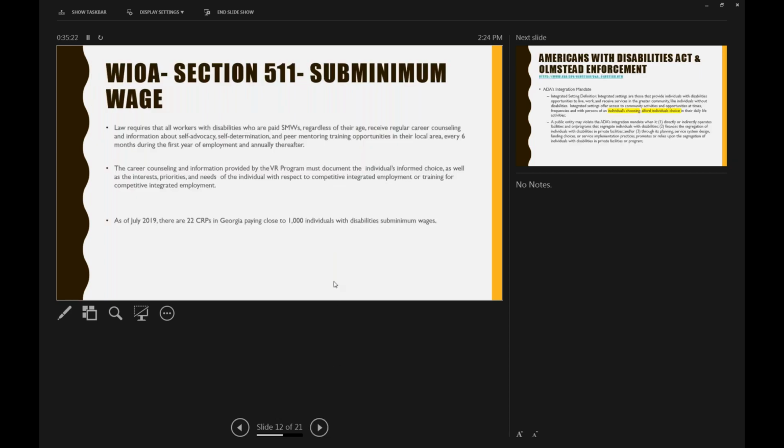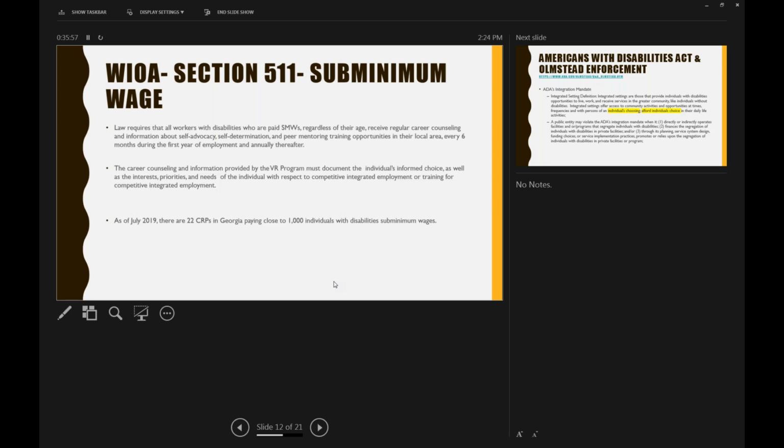The Workforce Investment Act, I keep calling it that, I apologize, the Workforce Innovation and Opportunity Act. One of the most significant parts of this legislation is the limitations on subminimum wage, which is also referred to as Section 511. So the law requires that all workers with disabilities who are paid subminimum wage, regardless of their age, receive regular career counseling information about self-advocacy, self-determination, and peer mentoring training opportunities in the local area every 6 months during the first year of employment and annually thereafter.